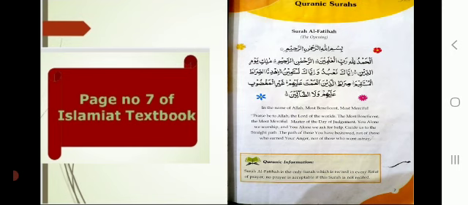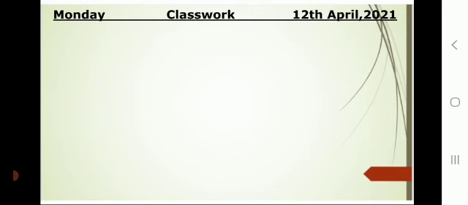Here it is written, as I told you, the topic is Quranic surahs. And the surah specifically which we are going to learn today is Surah Al-Fatiha. It is also called the opening, as I told you before. I hope that you have opened this page. Have you? Good job. Now, this is date and day. Today is Monday and the date is 12th April 2021. And in the middle of the line, you will write down classwork. Classwork, C would be capital.